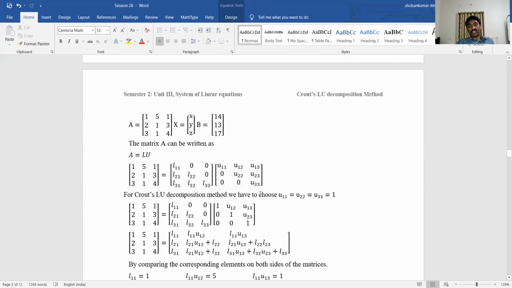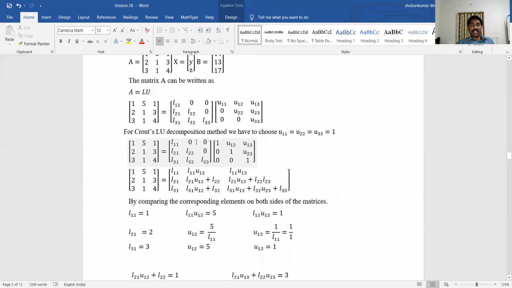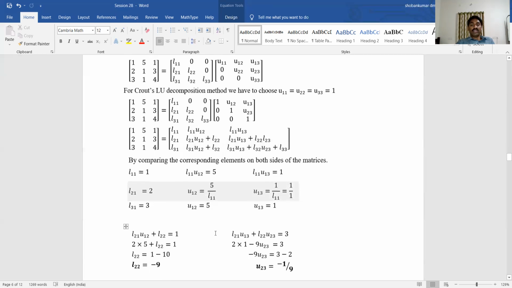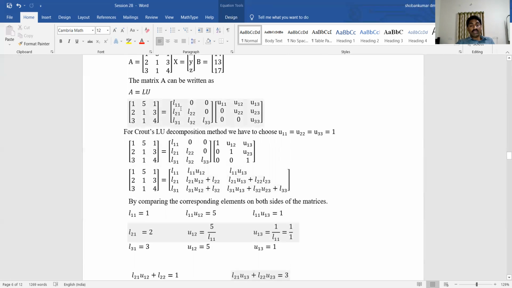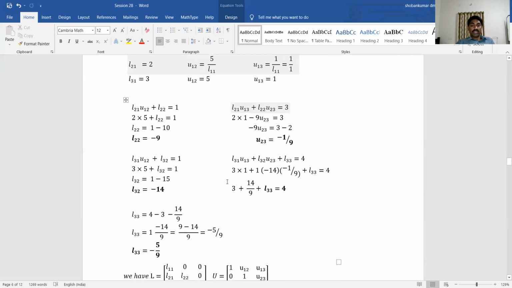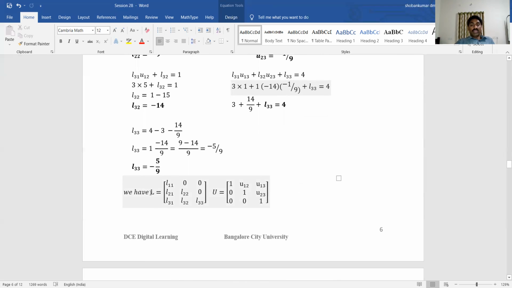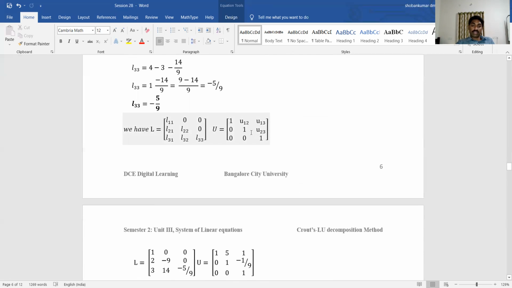In Crout's LU decomposition method, we choose U11, U22, U33 as 1. Substitute here, take the product on the right hand side and equate the corresponding elements in the left hand side. Here in the coefficient matrix, we get a number of equations. Solve them, and we get all the values of L11, L21, L22, L31, L32, L33, U12, U13, U23, and here we have the lower triangular matrix L and the upper triangular matrix U.